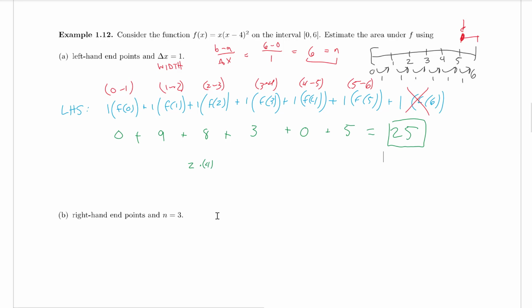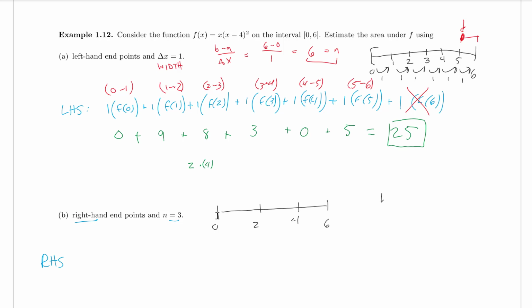Part B is saying that we're finding a right-hand sum. And now it's telling us that n is 3. That means that we have 3 rectangles. So if we're going from 0 to 6, and we have 3 rectangles, that must mean that our other endpoints are at 2 and at 4.